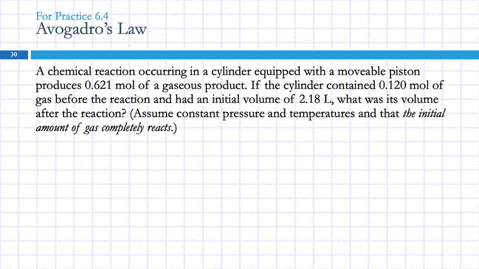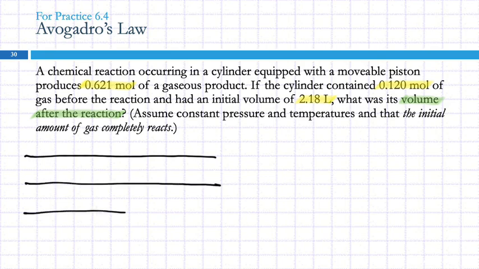So, this starts to sound like one of those problems where the train is going north at some speed and then there's an airplane and a helicopter, all those weird problems they made you do in math class. Well, let's just highlight our numbers. We got 0.621 moles, we got 0.120 moles, and we have 2.18 liters. And the question is the volume after the reaction. So let's use a table to organize the numbers that we're being given. We'll have condition 1 and condition 2.